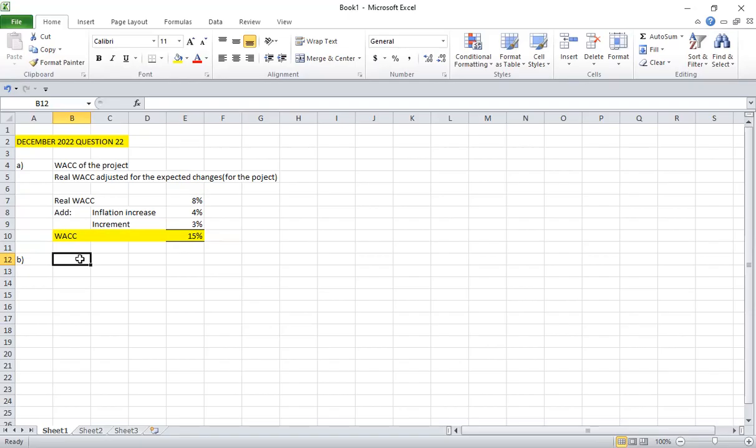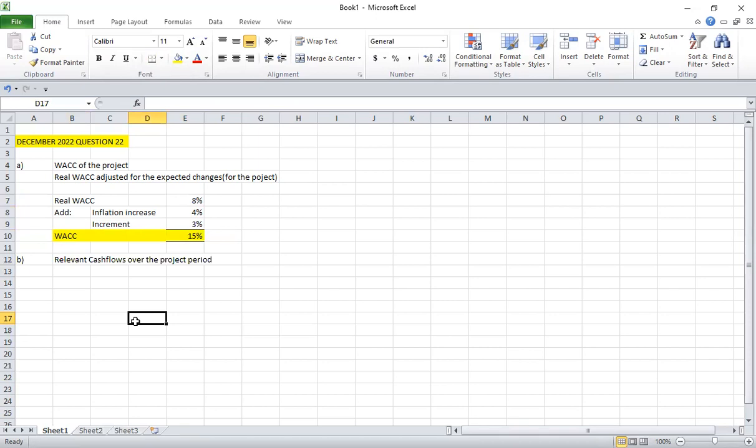And what does part B require? Part B says that we now compute relevant cash flows over the project period. So we are now determining what we are calling relevant cash flows over the project period.